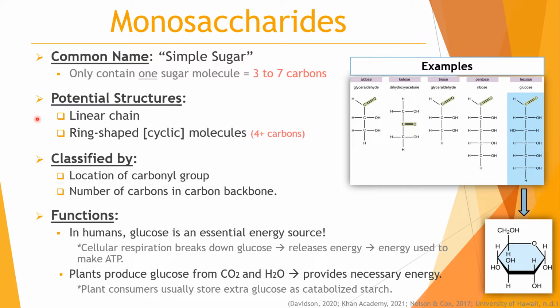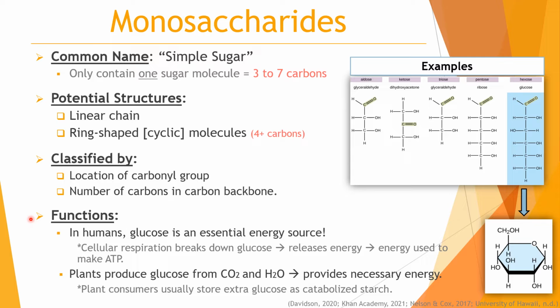And these particular structures for monosaccharides are actually classified by the location of its carbonyl group, which is this C double bonded to the O, and then also the number of carbons in the carbon backbone. So as you can see here, for instance, this aldose has 3 carbons. Our glucose over here has 1, 2, 3, 4, 5, 6. So it can also be called a hexose, depending on what you're naming it for.